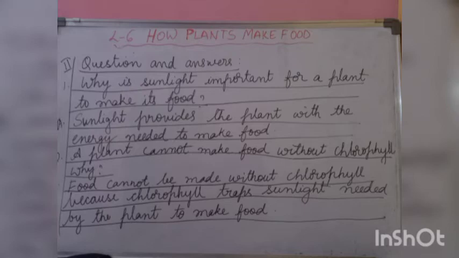Second one, a plant cannot make food without chlorophyll. Why? Answer. Food cannot be made without chlorophyll because chlorophyll traps sunlight needed by the plant to make food. Children, have you finished writing both questions?